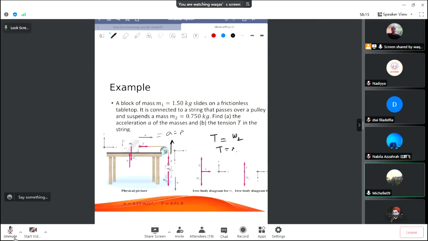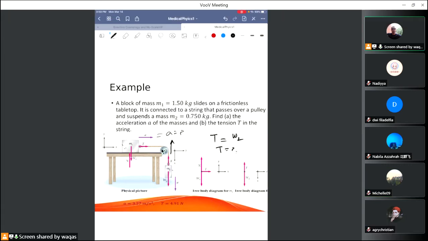Yes, sir. Understand, sir. You can see that T equals W2. You know that W2 is M2 times g. So what is your M2? This is your M2, and you need to multiply by this, and you can find it. But there is some mistake I did. I can tell you.